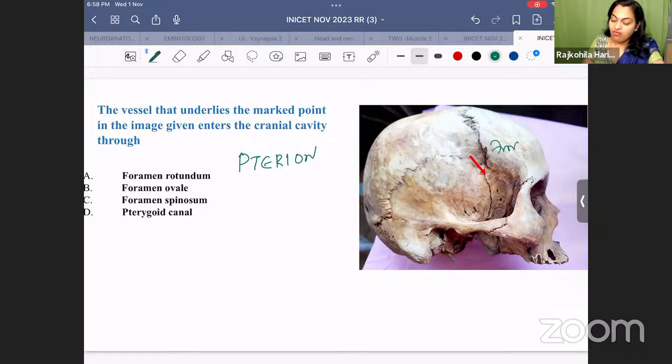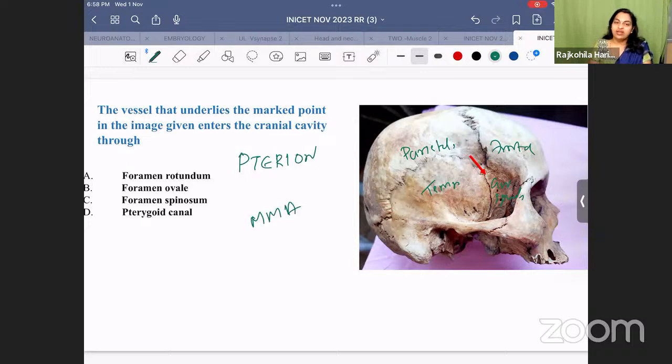What are they? Frontal, parietal, temporal, and what is this one? Greater wing of sphenoid, right? So what is the vessel that lies underneath the pterion? It is the middle meningeal artery.